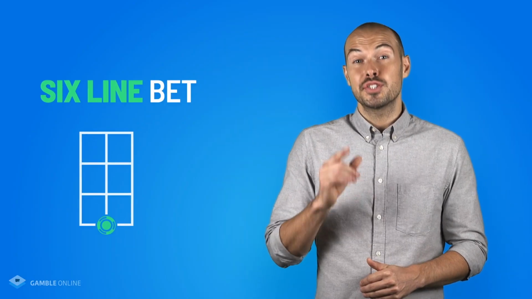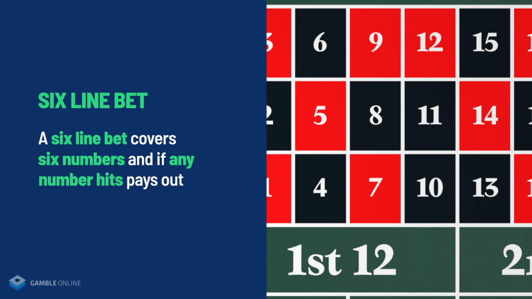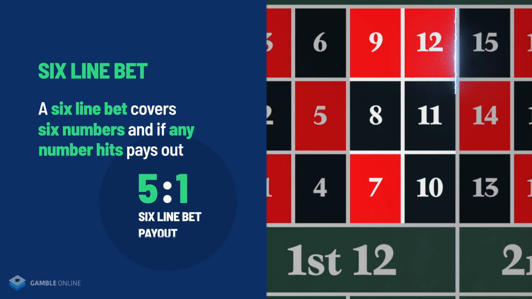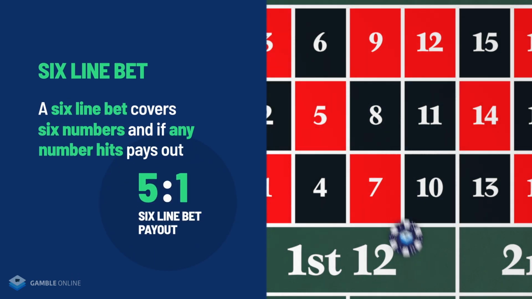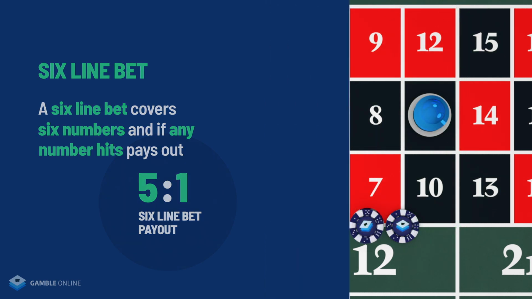Next is what's called the 6-line bet. This bet covers 2 rows that are next to each other. For example, we'll place a bet on 7, 8, 9, and 10, 11, and 12. You place your bet here, and if the ball lands on any of these numbers, you win that bet. A 6-line bet pays 5 to 1.